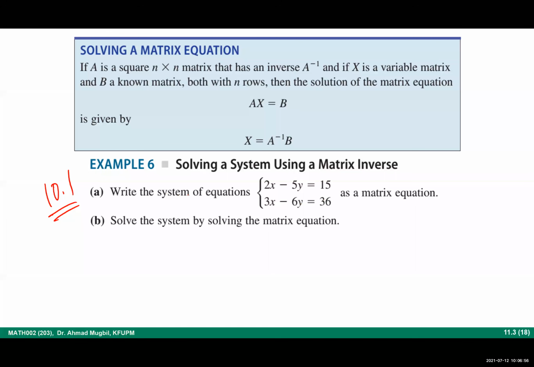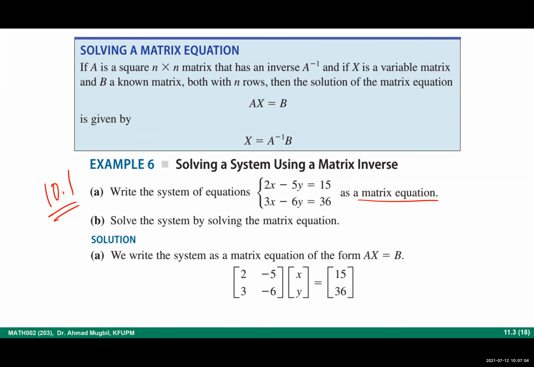How do you write this system as a matrix equation? You will write the matrix of the coefficients, 2 and 3, negative 5 and negative 6. Then the matrix of the variables x and y. Notice that this is 2 by 2, this is 2 by 1. If you multiply them, you will have 2 by 1. This is 2 by 1, which is the matrix of the constants. This is the constant matrix.